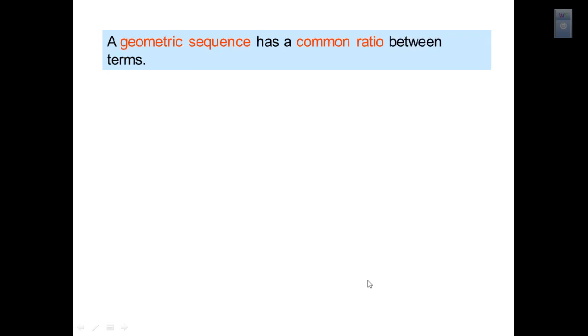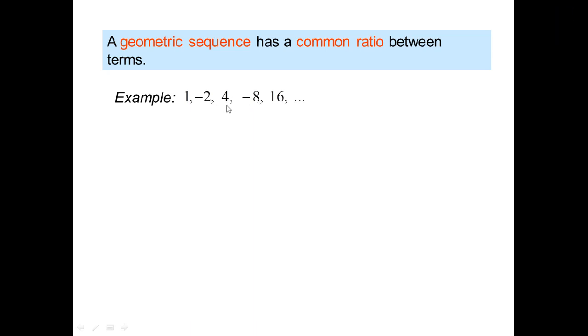All right, now a geometric sequence has a common ratio between the terms. Not a common difference, a common ratio. And remember, a fraction is a ratio. So it's just one thing divided by another. So for example, with this sequence, we would look and see what is the ratio between this term and that term, or that term and this term.